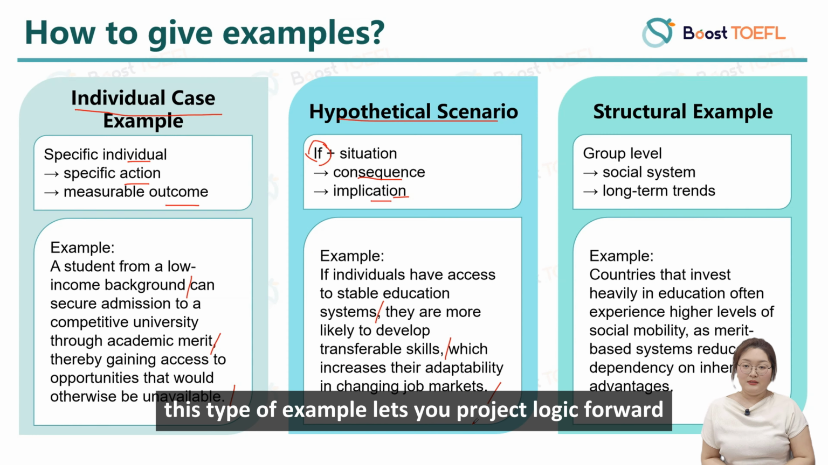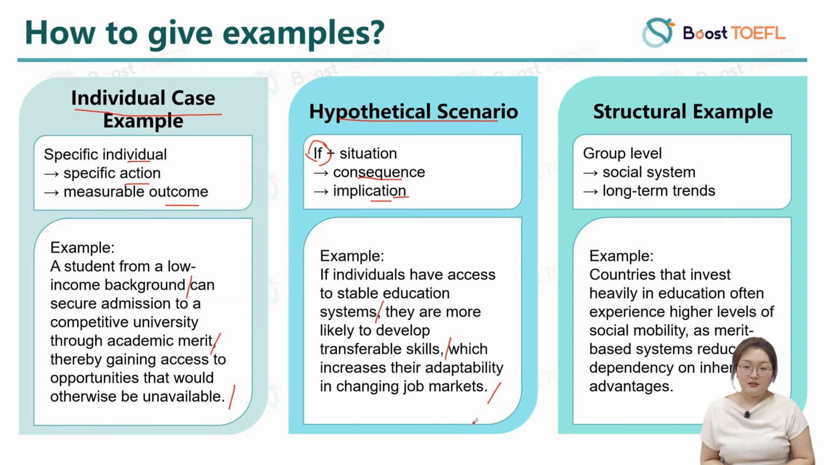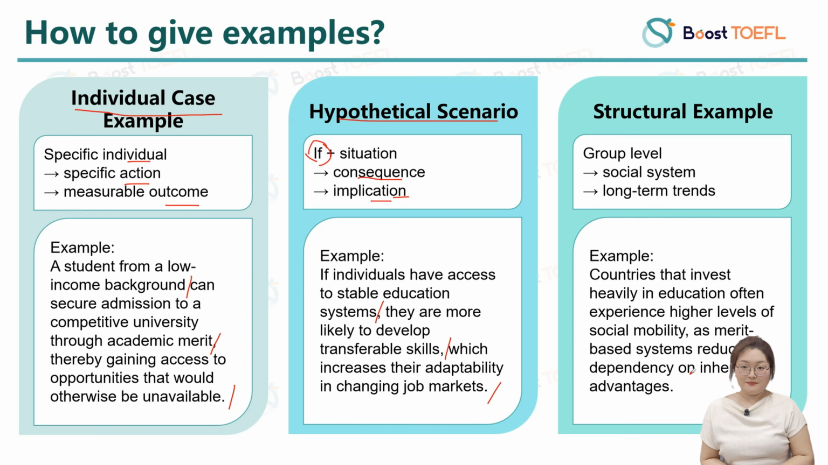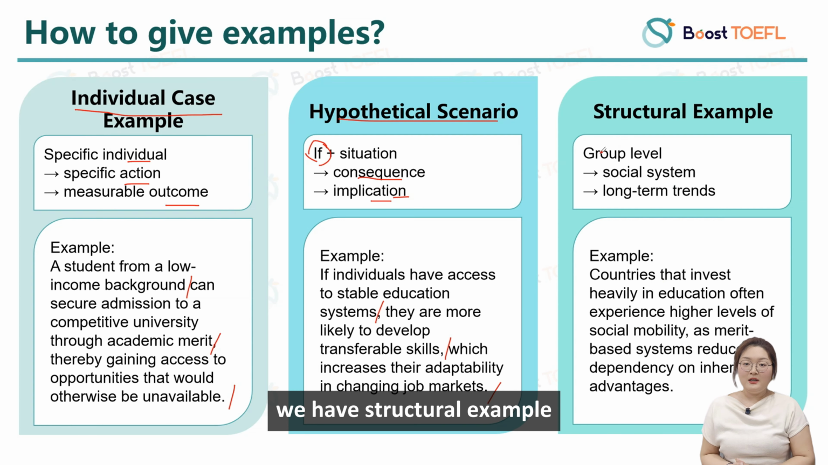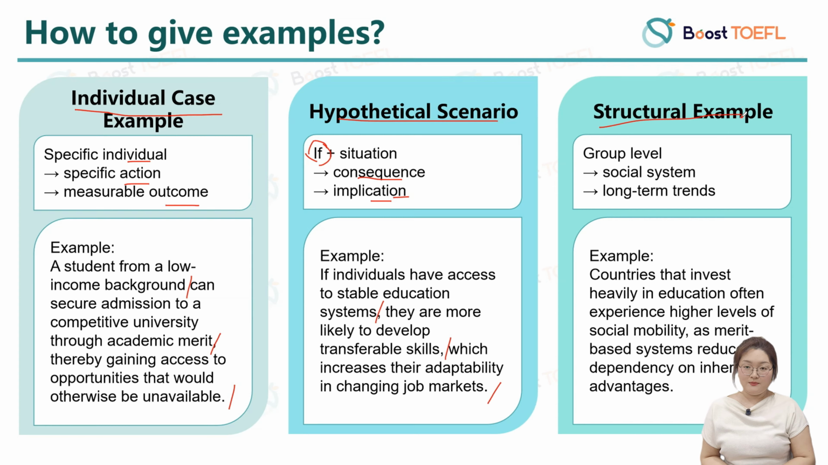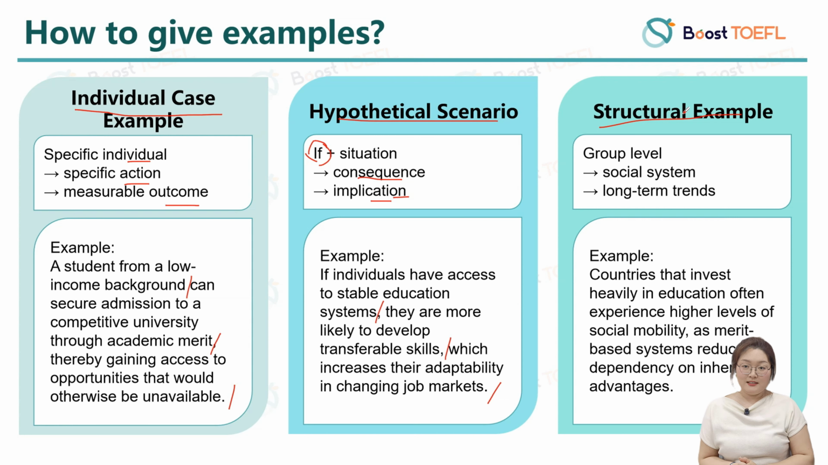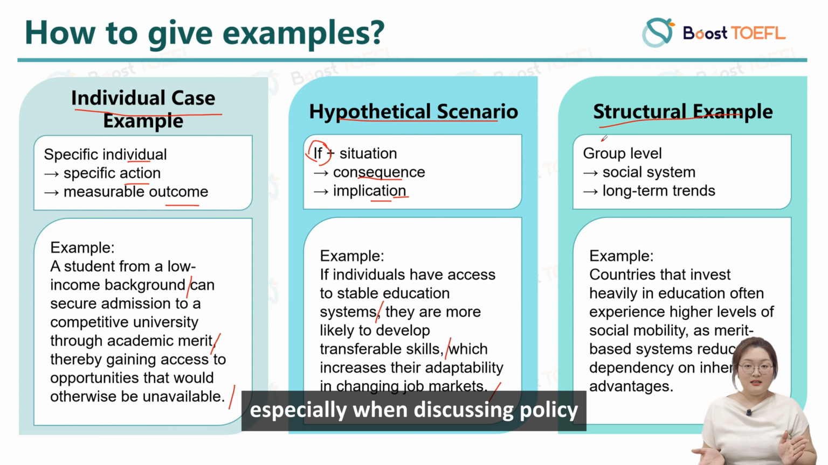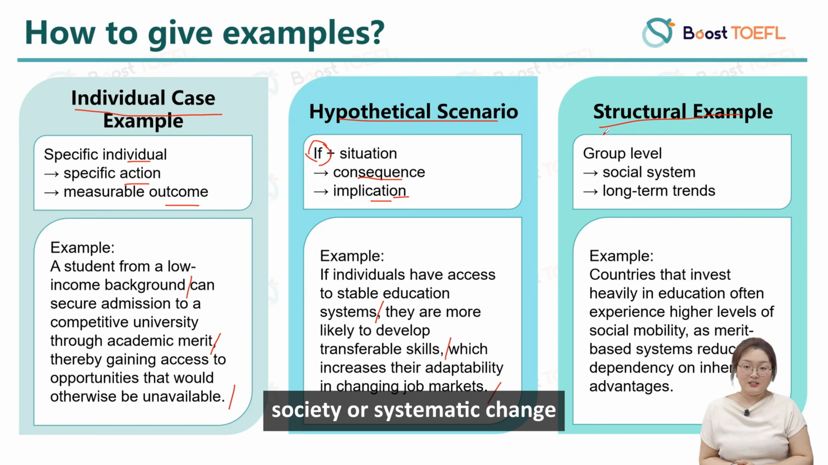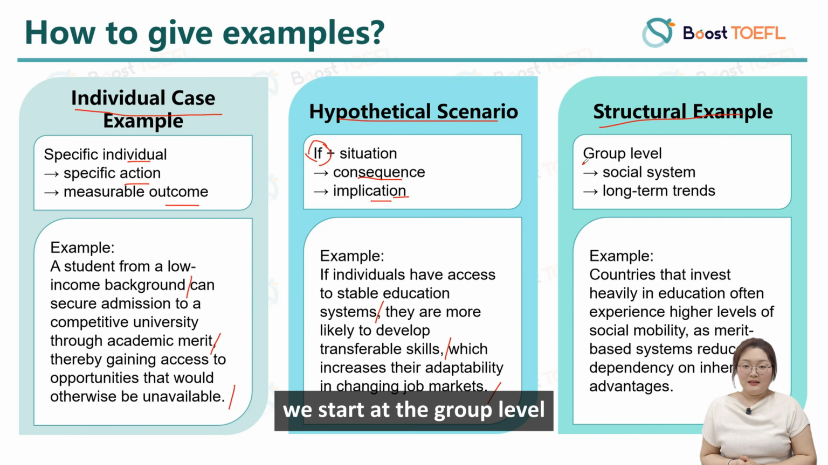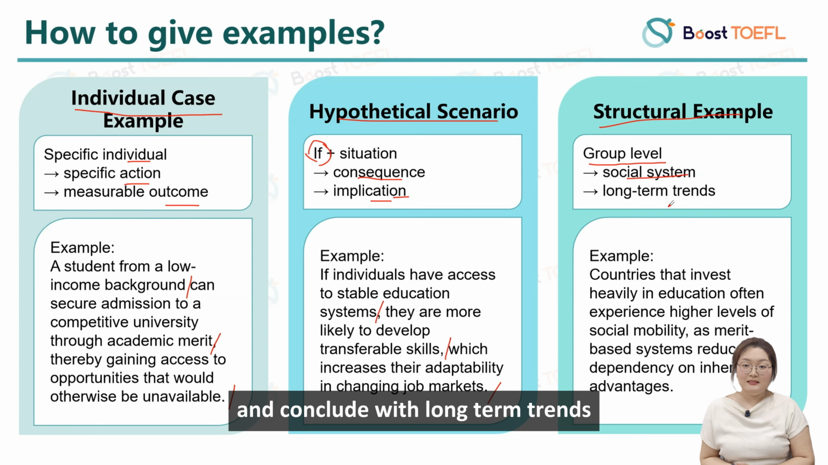This type of example lets you project logic forward. Great for showing long-term impact or theoretical benefits. Finally, on the right, we have structural example. This is your go-to for big picture arguments, especially when discussing policy, society, or systematic change. So, how does it work? We start at the group level, then move to the social system, and conclude with long-term trends.